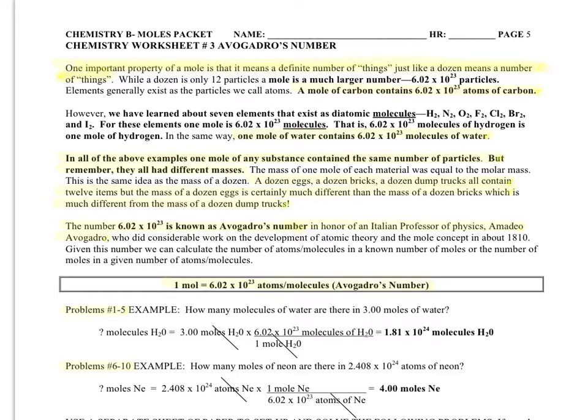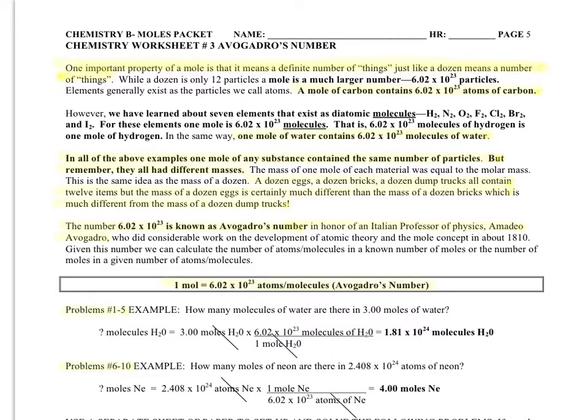This is moles worksheet number 3, and in this worksheet we are going to introduce another definition of a mole. So far we have said that 1 mole is equal to a molar mass, which we calculate and has units of grams per mole and is different for each compound. But in this worksheet we are going to talk about how a mole really means a definite number of things.